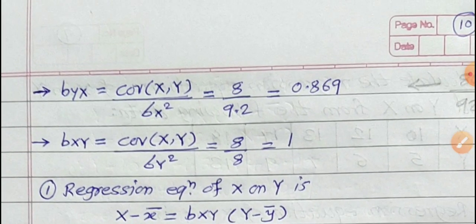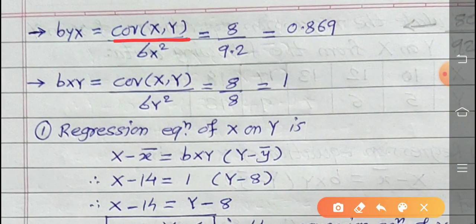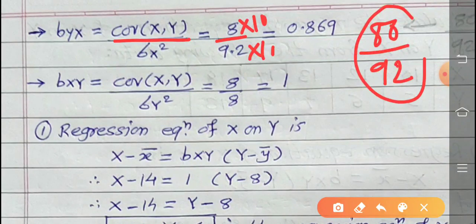Now next, byx. We know the formula of byx: covariance between x and y upon sigma x square. So 8 divided by 9.2. At the denominator a decimal point is there, so if we multiply both by 10, we get 80 divided by 92. This calculation part is yours. Make the division 80 divided by 92, so 0 point something. Find the answer up to 2 to 3 decimal places. So byx is 0.869.